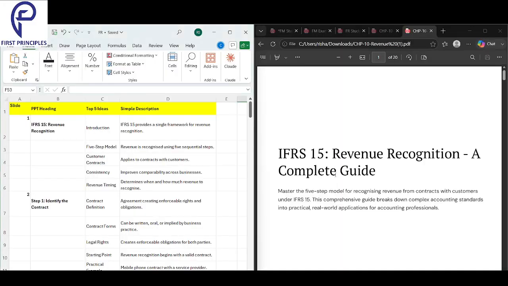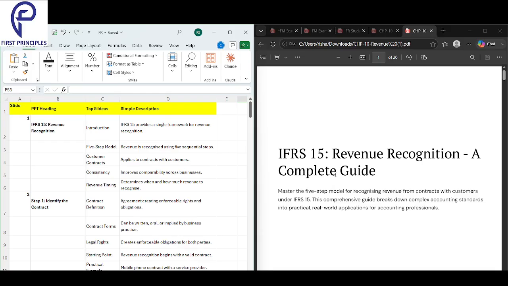Perfect. So starting off the session today with IFRS 15, it's a very important standard, one that in most papers you should find a question on. It's very, very important here. Starting off with firstly the number of the standard and the name of the standard.